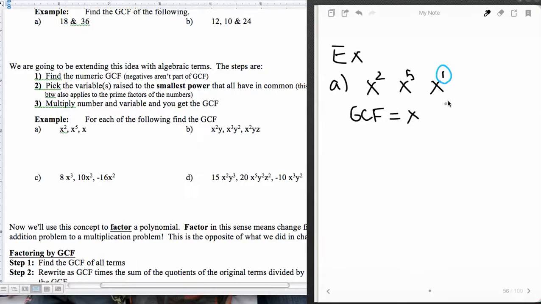Now, if you ever want to check to see if you actually found the GCF, divide them. If they divide evenly, then you know you have a potential GCF. If there's nothing that can come out still further, then you absolutely know you have a GCF. We'll continue in the next lecture.